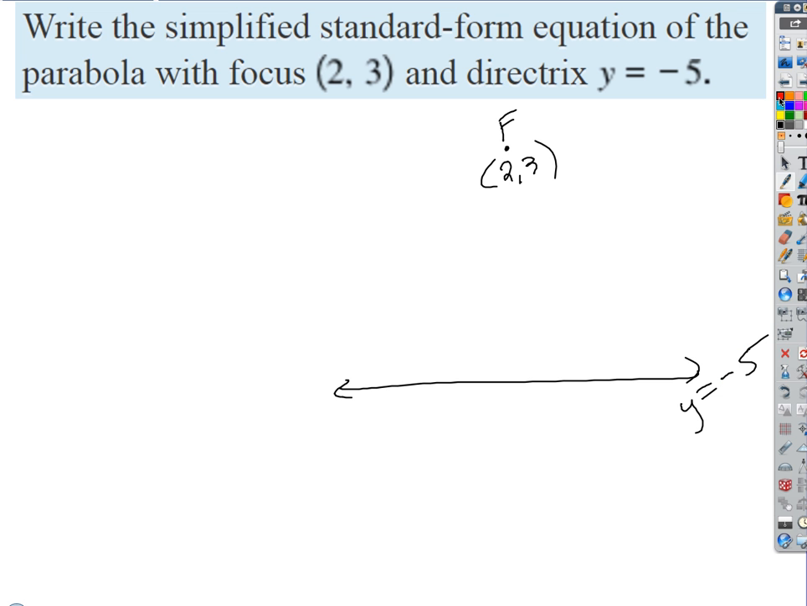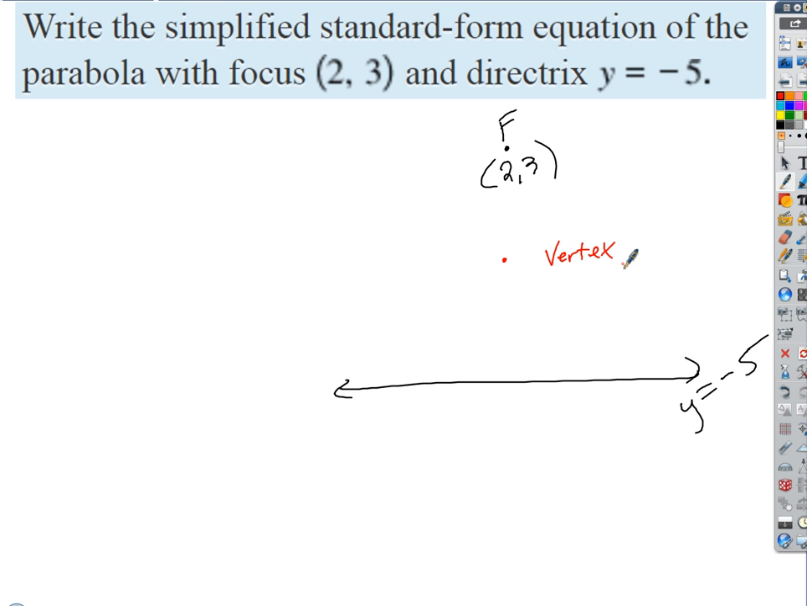Now, visually, where does the vertex have to go? You don't have to be real precise mathematically yet. Just tell me, where am I going to make my dot on the board? In the middle, right? It's got to be halfway in between the focus and the directrix. So it's got to be about there. Something like that. So that's my vertex.